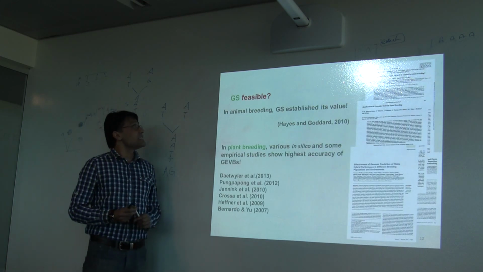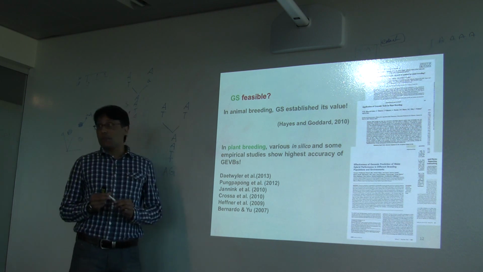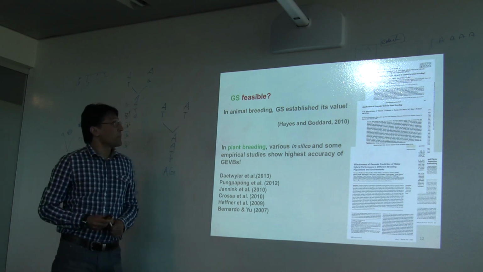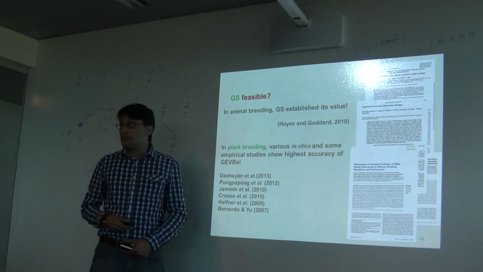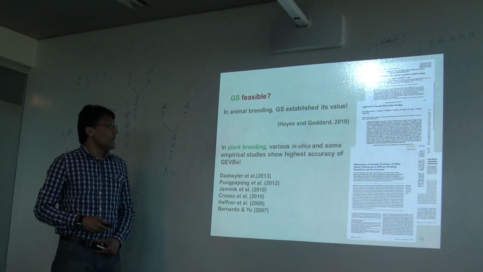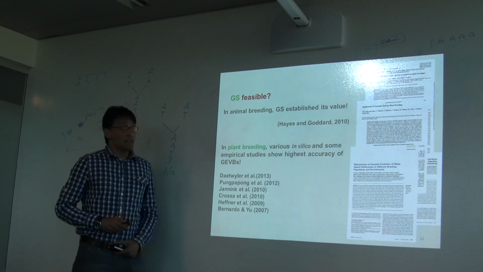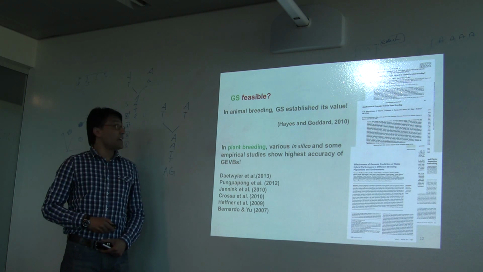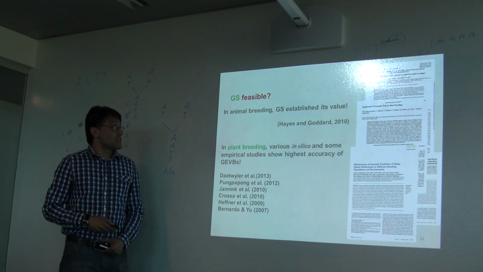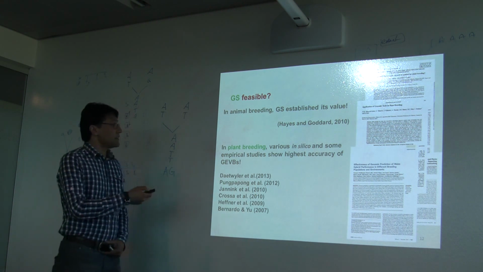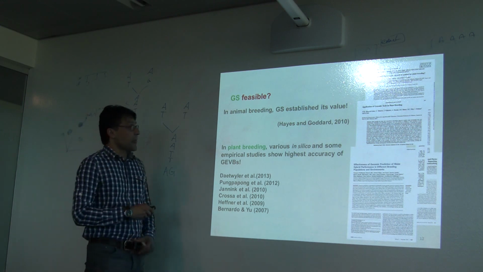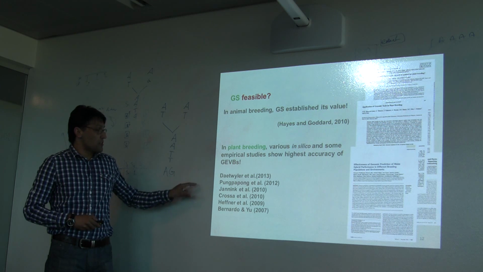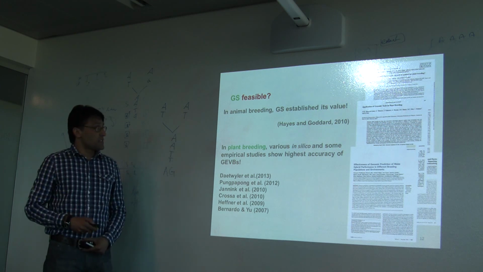Now the question is whether genomic selection is a practical way to execute. Well, in animal breeding, it has already established its value through different real data sets. In plant breeding, the phenomenon is still in its infancy, but there are still some studies which say that there's high accuracy of genomic estimated breeding values. And these are some of the papers which one can read, if someone is interested.